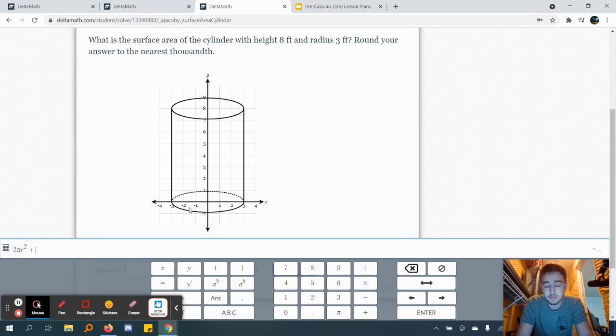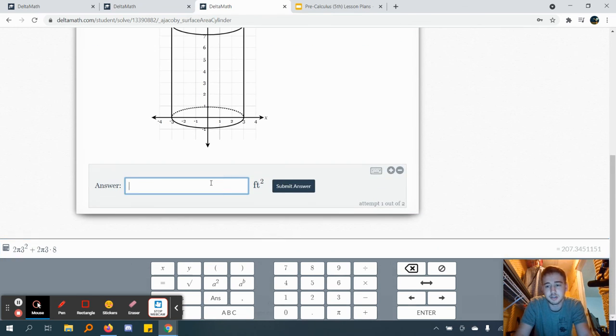plus, what's that value going to be? 2 pi r is going to be the circumference of our circle, and then times h. That's going to be our height. And now in our case, it's going to be 8 for the height. 3 is going to be the radius. So we're just going to replace our r's with 3's and our h with an 8.